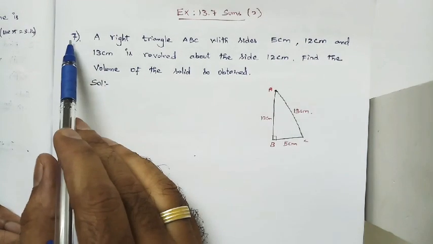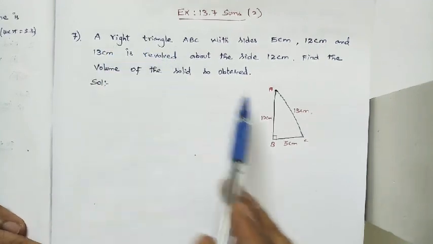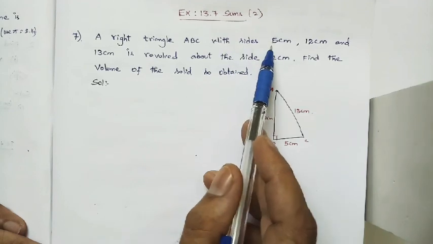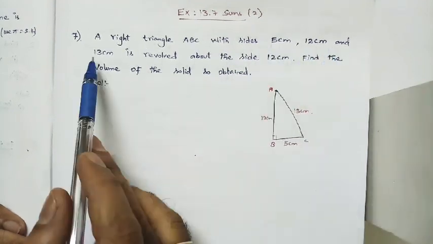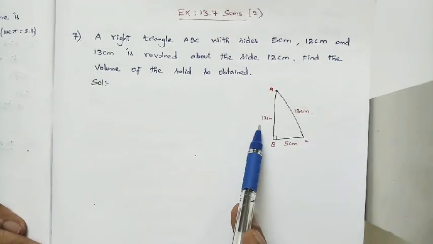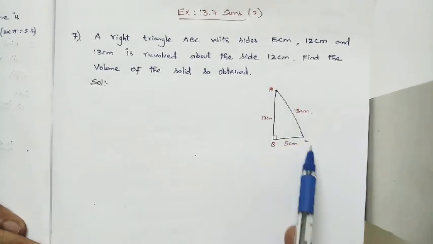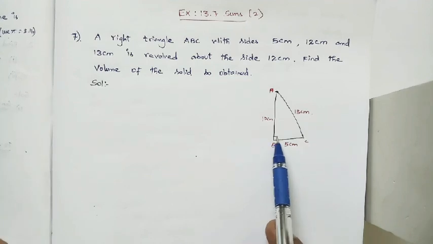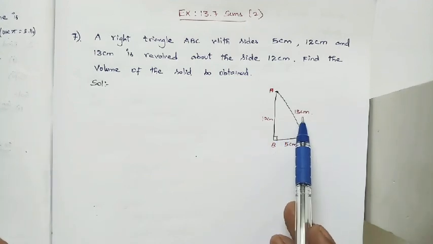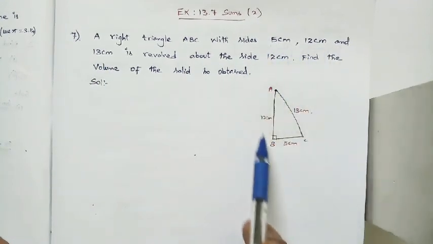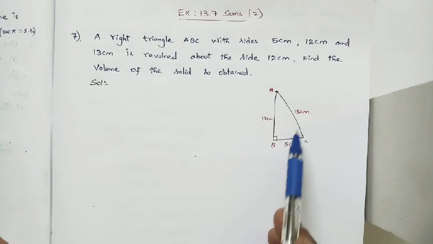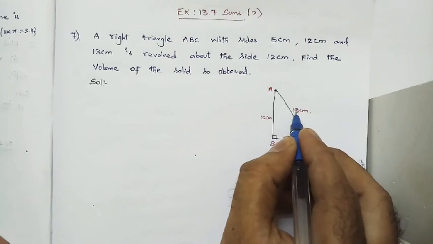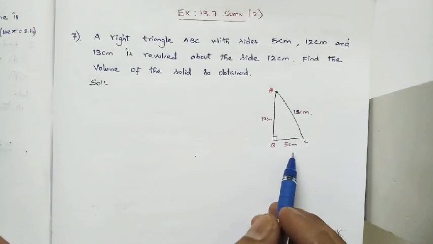Sum number 7: a right triangle ABC with sides 5 centimeter, 12 centimeter and 13 centimeter. In this right angle triangle, I'm taking angle B as the right angle. The side opposite to the right angle is the hypotenuse, the biggest of the three sides. I'm taking 13 centimeter as the hypotenuse.